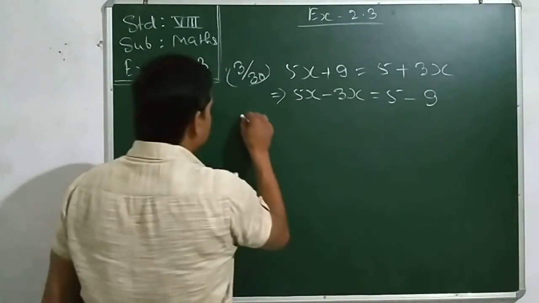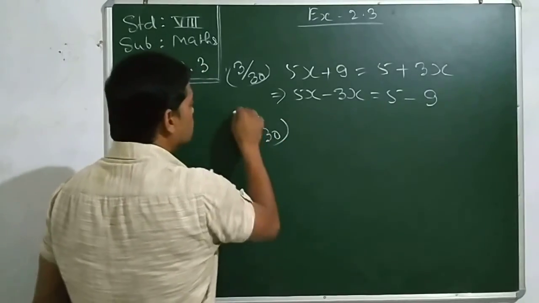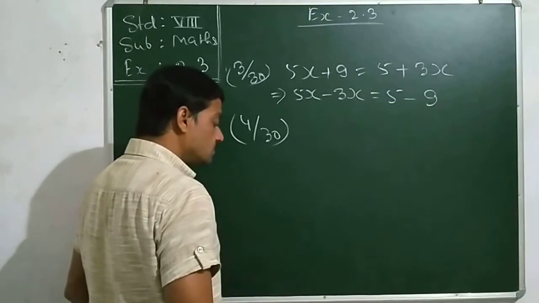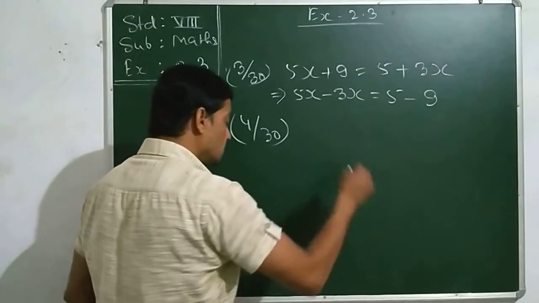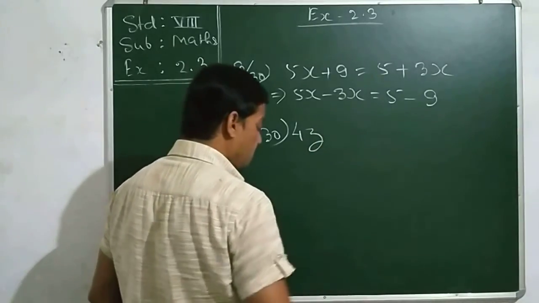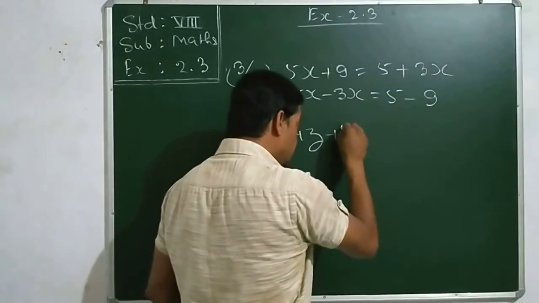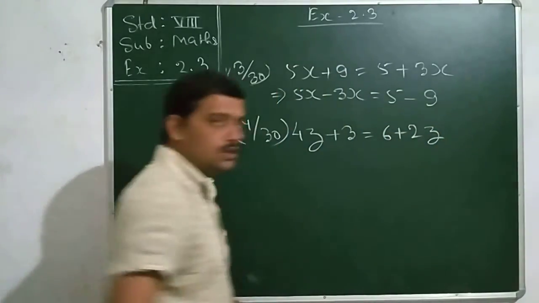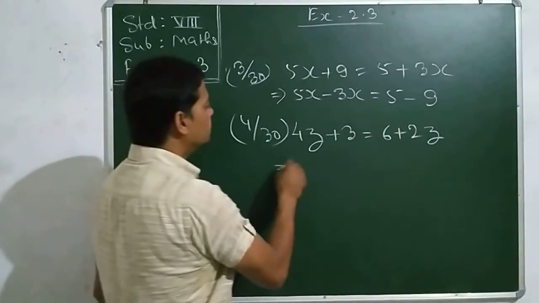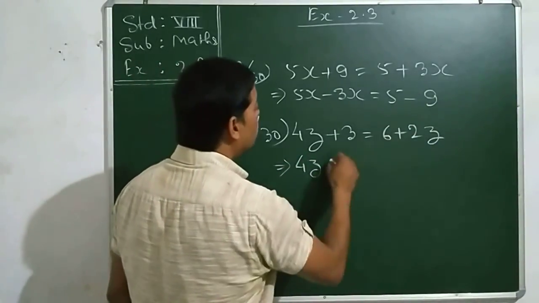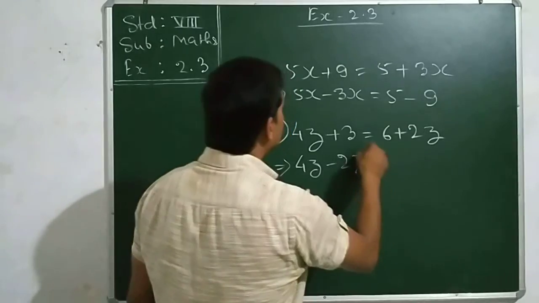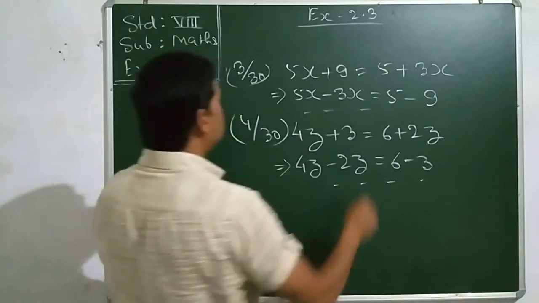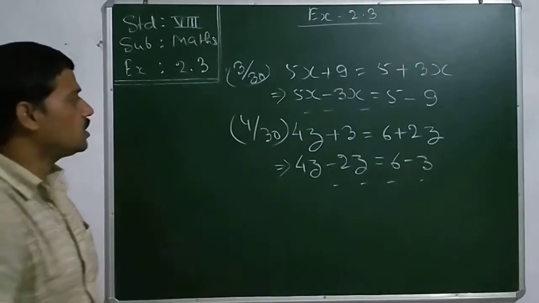Come to the number 4 sum. The number 4 sum was 4z plus 3 equal to 6 plus 2z. No more changes are there. 4z minus 2z equal to 6 minus 3. Carry on the remaining steps in both the sums.